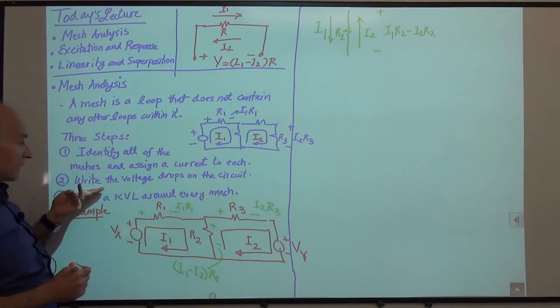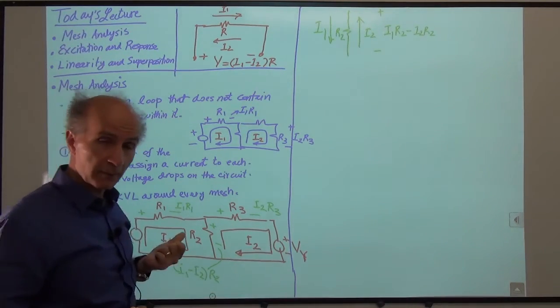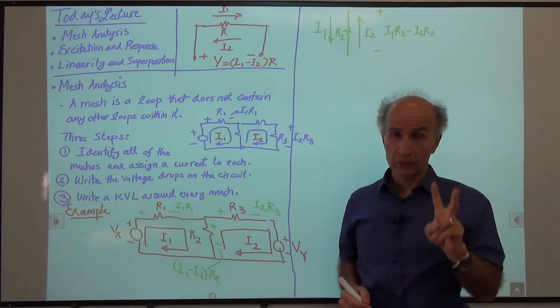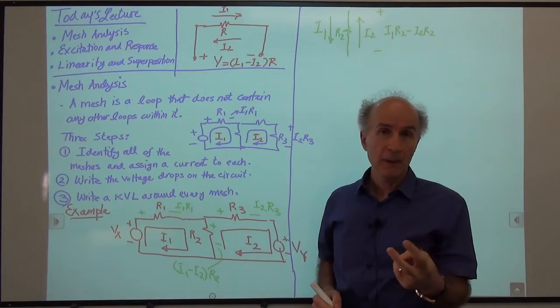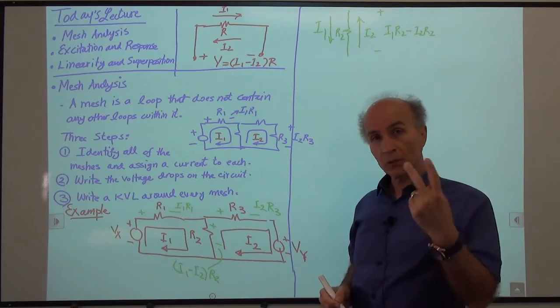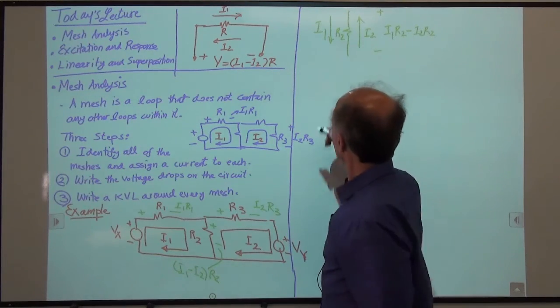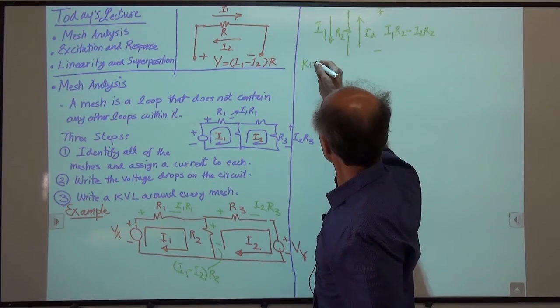Okay, so we completed step number 2. Now we go to step number 3 and write a KVL around every mesh. We have 2 meshes, we write 2 KVLs, we end up with 2 equations and 2 unknowns. The 2 unknowns are I1 and I2. Okay, so let's write our KVLs.